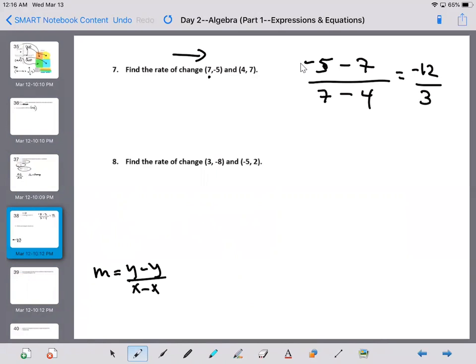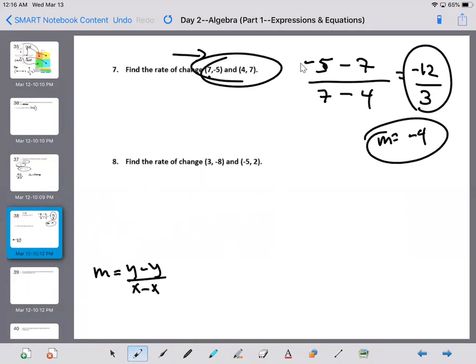And then I just want to simplify that. Negative 12 divided by 3 would be negative 4. So the slope of the line that connects those 2 points is negative 4. So it's a whole number. I can write it as negative 4 to 1, but we usually see it as just an integer.